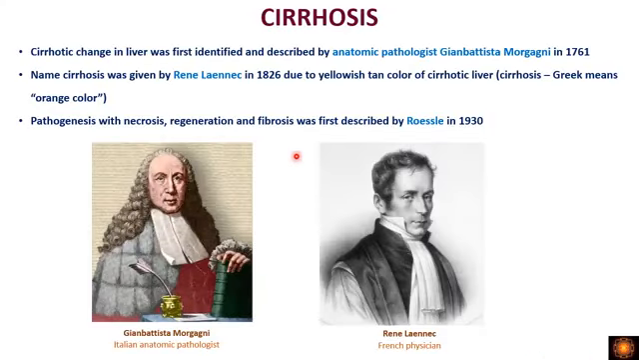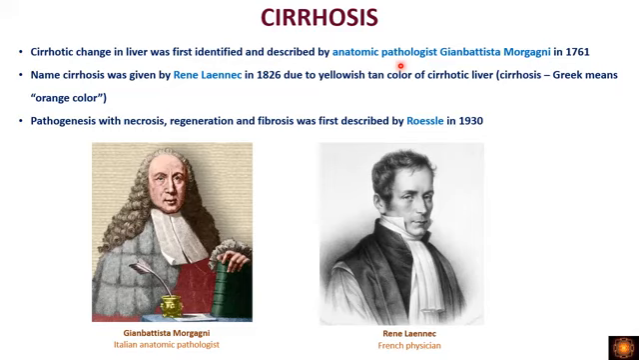Now, this cirrhotic change in the liver was first described by Morgagni. Morgagni was an Italian anatomic pathologist. He conducted hundreds of autopsies, and while doing them, he observed these cirrhotic changes in the liver. When the liver is fibrotic, it is smaller in size and has a nodular surface. Such changes he had seen in many autopsies.